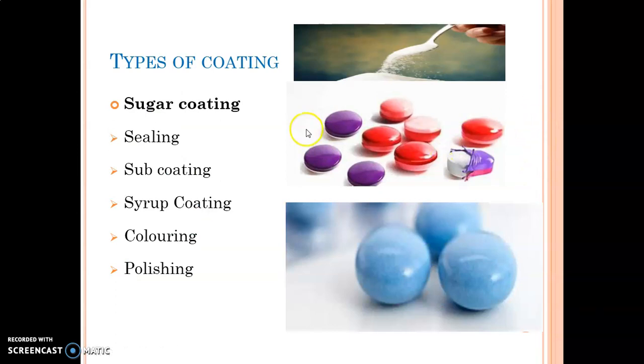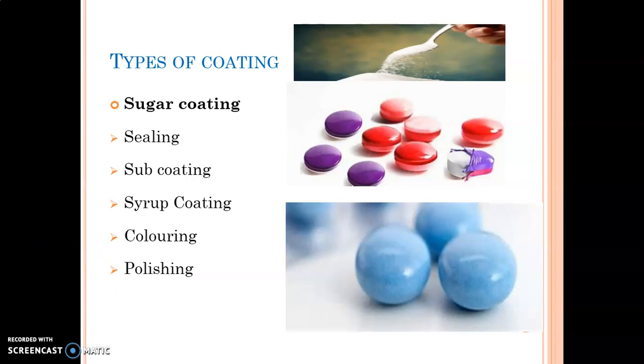Then coming to types of coating, first we'll see sugar coating. In sugar coating, the first step is sealing. A seal coat is applied over the tablet to prevent moisture penetration into the tablet core. The second one is subcoating. This is done to round up the edges and also to increase the tablet weight.